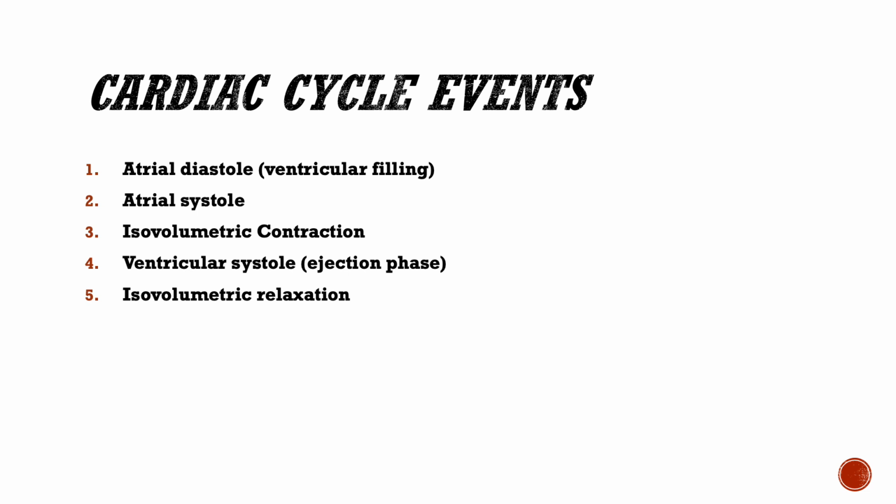The cardiac cycle has five important events. These are atrial diastole or ventricular filling, atrial systole, isovolumetric contraction, ventricular systole or ejection phase, and lastly, isovolumetric relaxation.